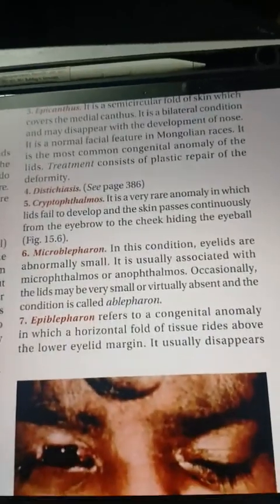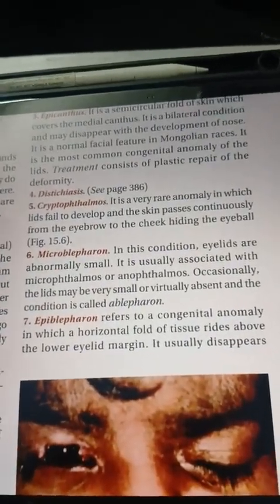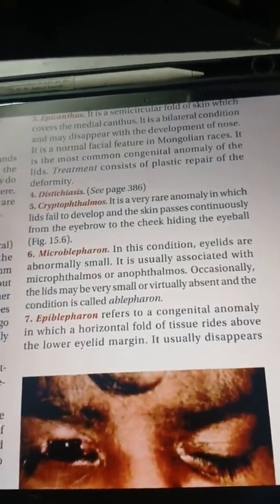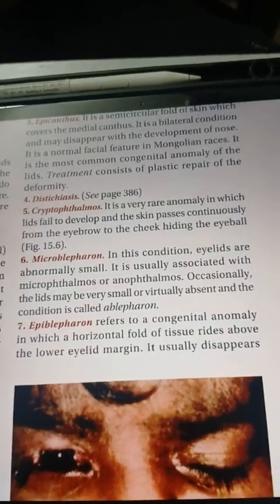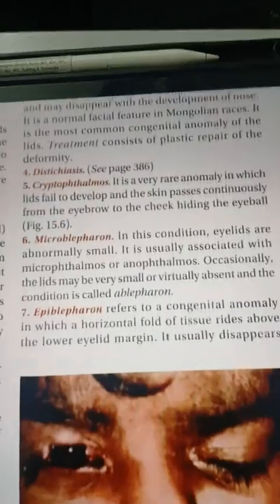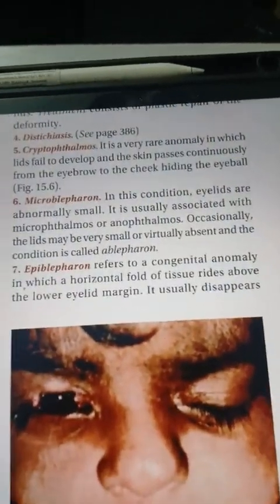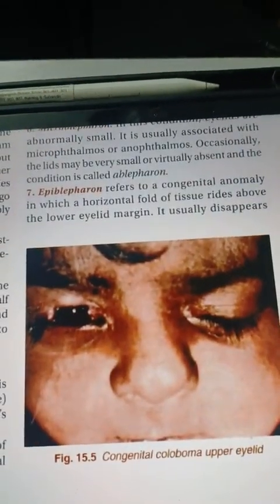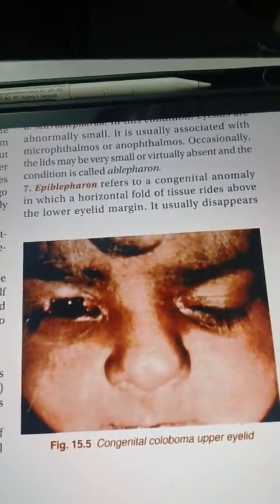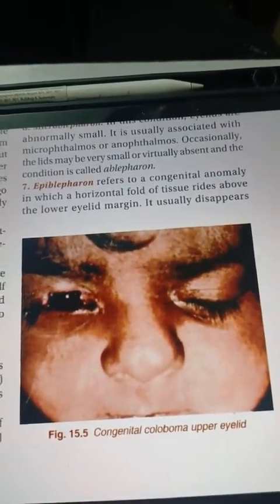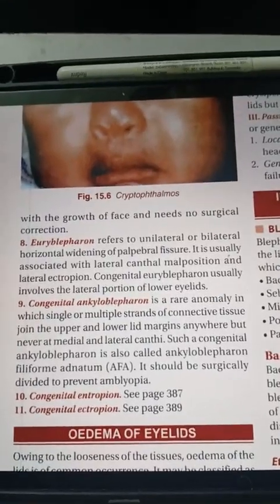Then we have a few terms like microblepharon and epiblepharon. Micro means small, so basically the eyelids are abnormally small, and blepharon stands for the term eyelid. It's usually associated with microphthalmos or anophthalmos. Occasionally, the lids may be very small or virtually absent, and the condition is called ablepharon. Then we have epiblepharon, which refers to a congenital anomaly in which a horizontal fold of tissue rides above the lower eyelid margin, and it usually disappears with growth of the face and needs no surgical correction.